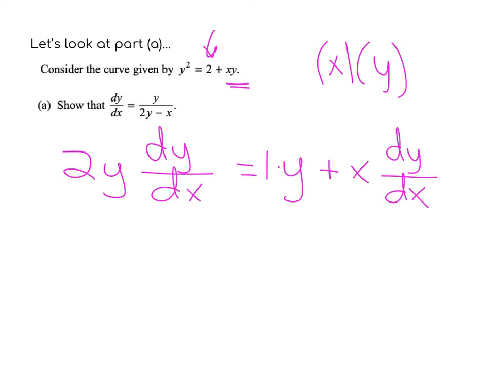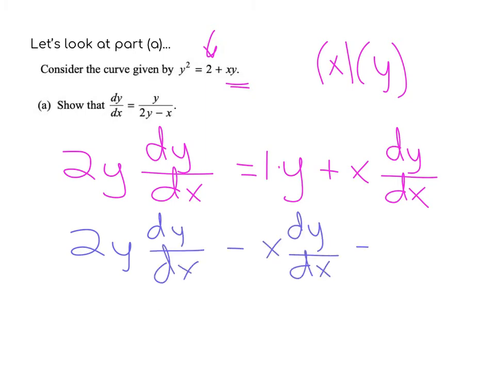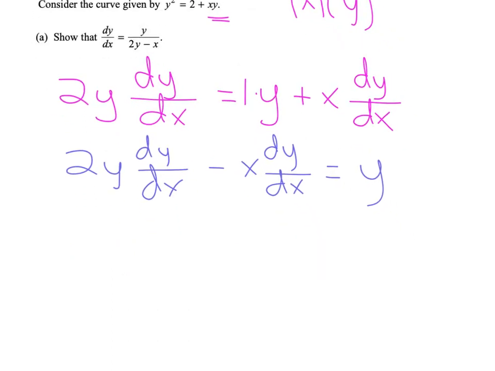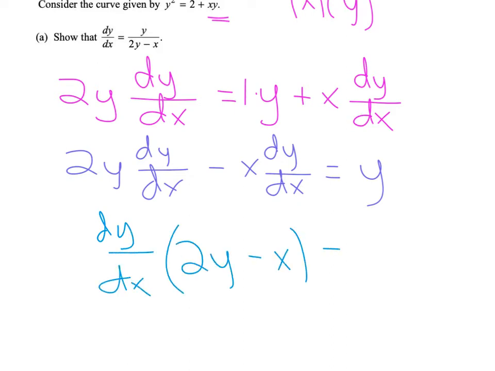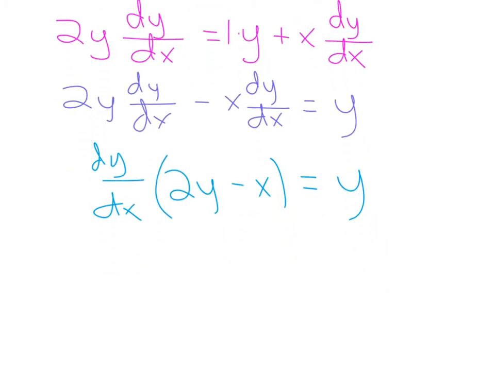Let's go ahead and do some algebra. I'm going to collect all the dy dx stuff on one side. Subtract x dy dx, and that is equal to y. And then I'm going to undistribute, also known as factor, out the dy dx. 2y minus x equals y. And then I'm going to divide. Dy dx is y over 2y minus x.